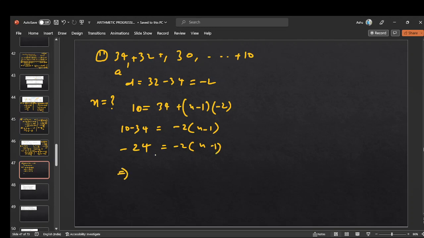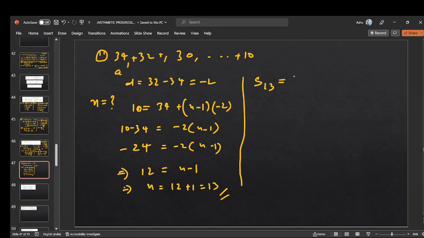Now minus will be cancelled out, we will get 12 equals n minus 1. Then value of n will be 12 plus 1, 13. This is the value of n. Now here we have information about d, n and first term, and also have a last term. Then we are able to find out the sum of 13 terms.